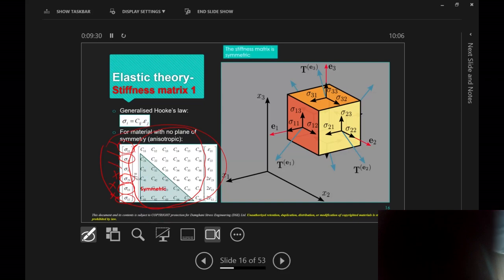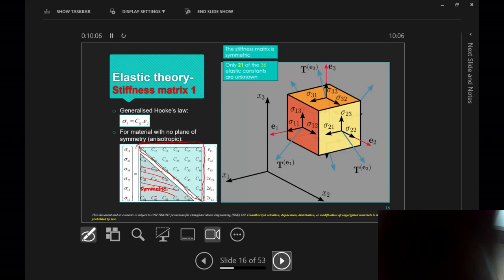What is interesting about the C matrix is that it is symmetric. As long as you know whatever is happening above the diagonal of this matrix, you don't have to worry about the components below, because essentially you know that already. So for any material, whether aluminium, steel, titanium, CFRP, GFRP, you name it, any material in this universe will be characterized in this form.